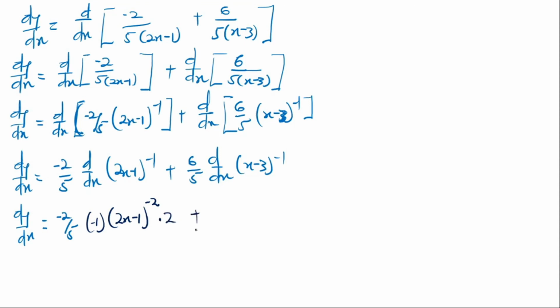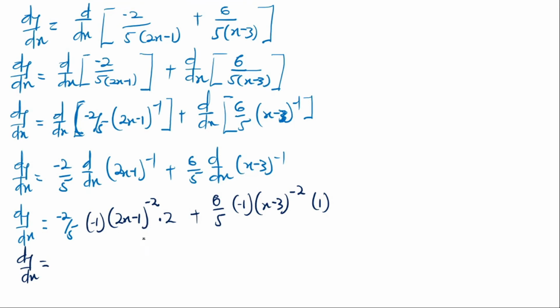Then plus, we still have our constant 6 on 5. Then if we differentiate this, it goes the same way. The negative 1 comes and multiplies this. So we have negative 1 multiplied by x minus 3 raised to the power negative 2. Then we differentiate what we have in the bracket, which is just 1, because if we differentiate x we get 1, and this is a constant, so it becomes 0. So from here our dy dx is just the multiplication of everything that we have over here.